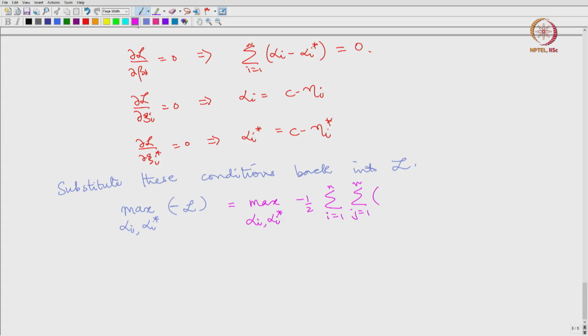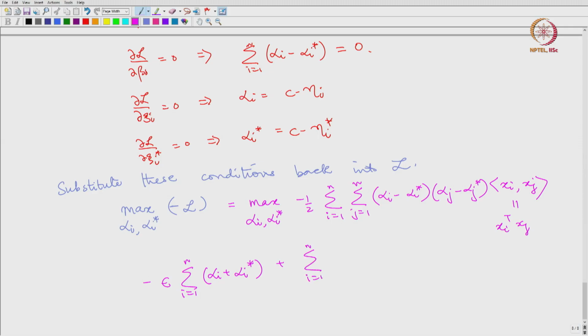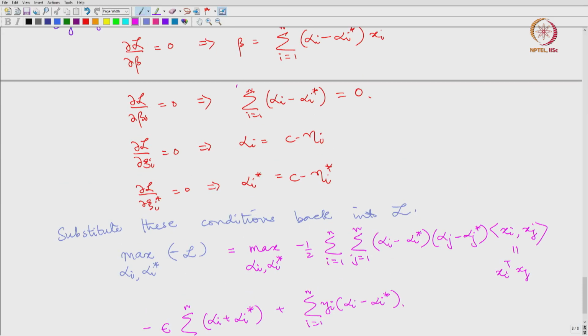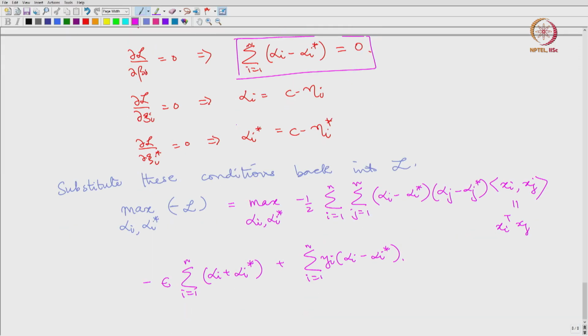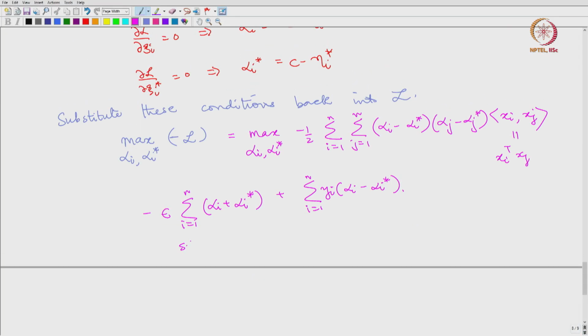This will bring us back to what we had for the classification, something similar to that. So alpha i minus alpha i star and alpha j minus alpha j star times the inner product of xi xj, that is basically xi transpose xj. This is something similar to what you had seen in the classification problem as well. So minus epsilon times the sum, i going from 1 to n, of alpha i plus alpha i star, plus the sum, i going from 1 to n, of yi times alpha i minus alpha i star, okay. And all of this of course is subject to this constraint here, so subject to the summations of alpha i and summations of alpha i star being equal to each other.